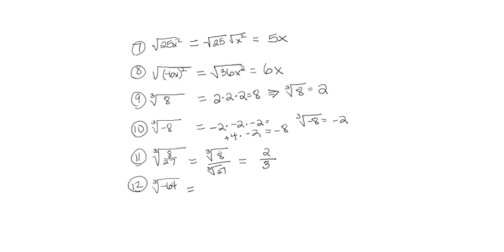So let's look at negative 4 cubed, which is going to be negative 4 times negative 4 times negative 4. So we're going to get a positive 16 times a negative 4, which will give us negative 64. So we know the cubed root of negative 64 is negative 4.